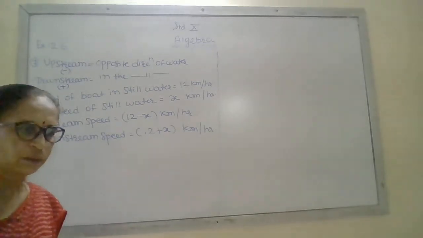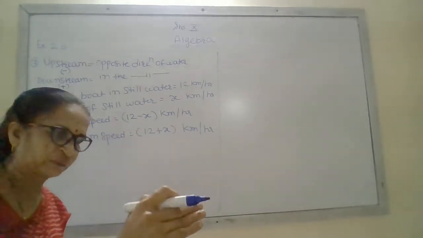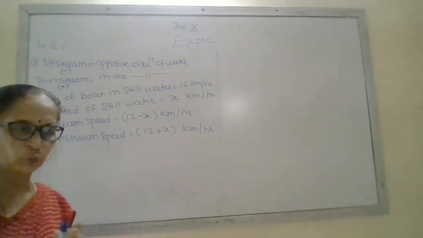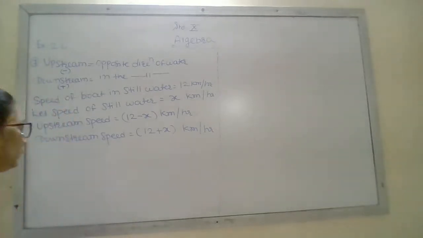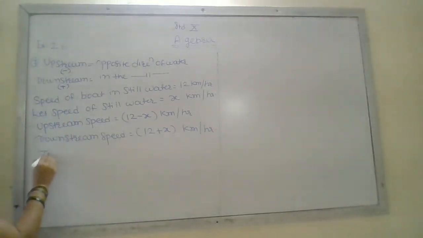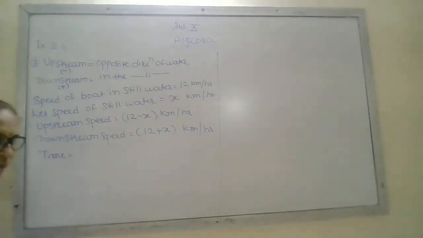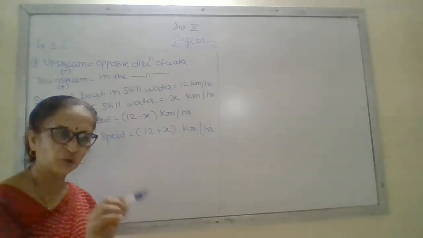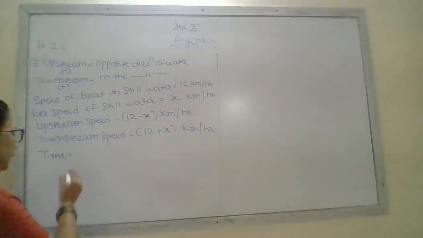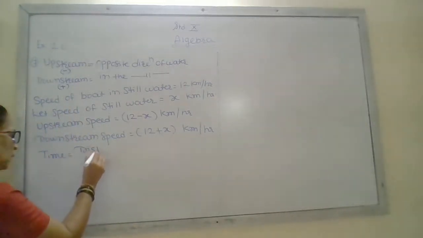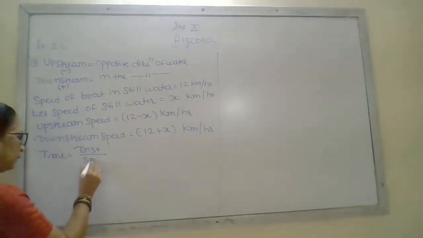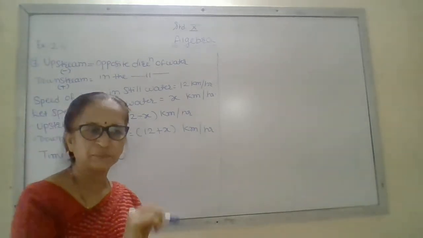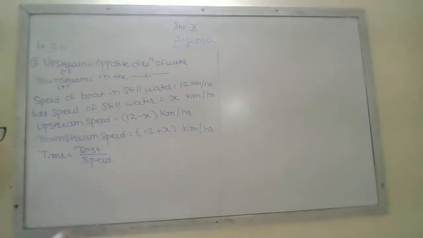But what they given? Pratik goes 36 km upstream, again 36 km downstream, but the total time required is 8 hours. Then we want to consider the formula for time. Who can tell me this formula for time? Yes, the speed formula only we want to mold it. Time is equal to distance upon speed, because already you know speed is equal to distance upon time. We have given time, therefore time is equal to distance upon speed.